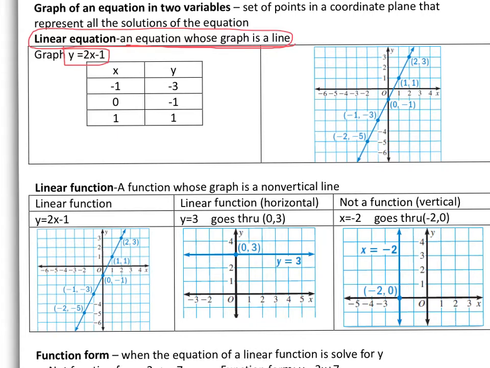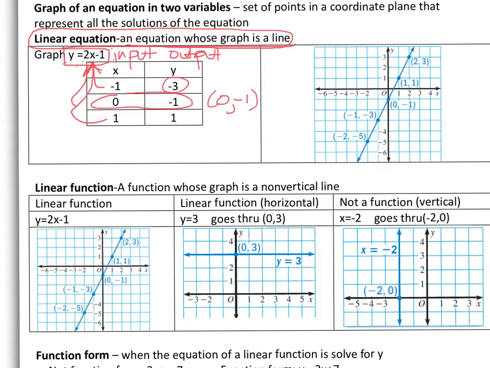Right now I have picked 3 random x values, or what we call input and output. So if I sub 0 into this equation, 2 times 0 is 0, minus 1, I get negative 1. Y equals negative 1. That's where I got this point. (0, negative 1) will be one ordered pair. If I sub in 1 into x, I would get y equal to 1. If I sub in negative 1 into x, I would get negative 3 as my y value.